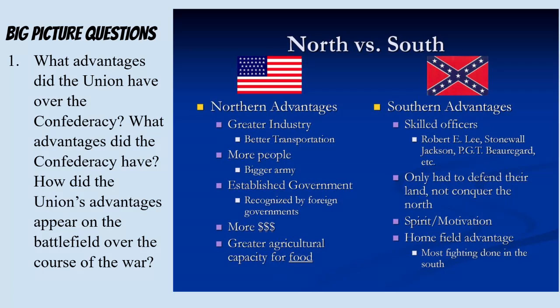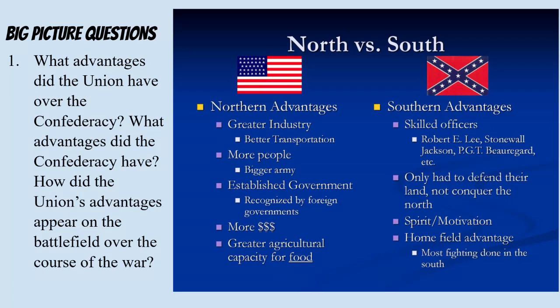Keep in mind that while the North has to attack and conquer, the South just needs to survive. If the South can just survive for 5, 6, 7, 8, 9, 10 years, the North will eventually give up, right? So the North has to really conquer the South, whereas the South just has to not lose. They're fighting on their home turf, home field advantage. Most of the fighting is done in the South, meaning they're closer to their support base, closer to friendly personnel. They have the terrain advantage. They know the lay of the land. So just kind of have that stuff in mind.